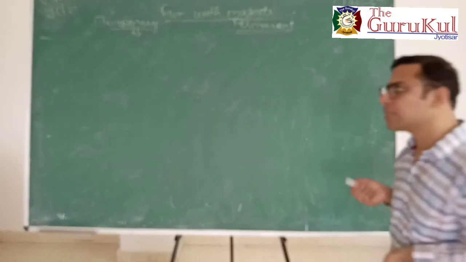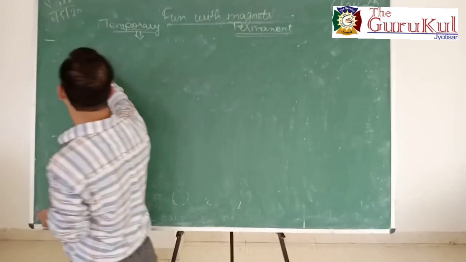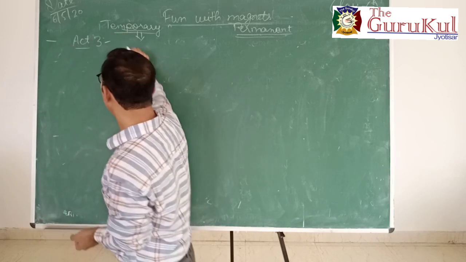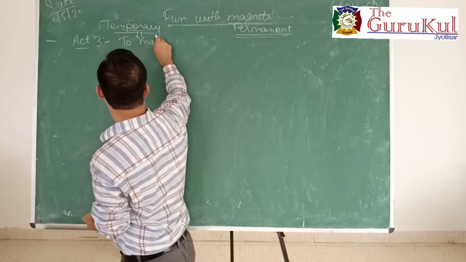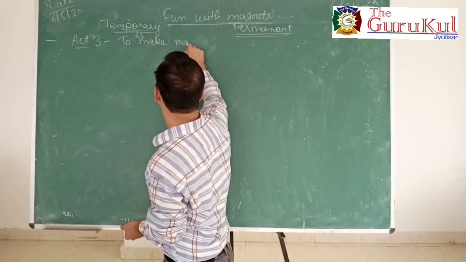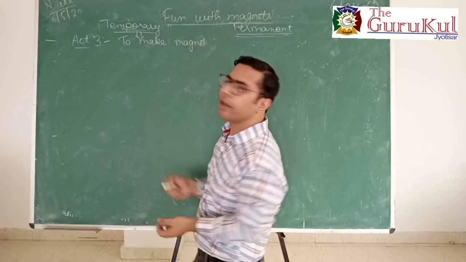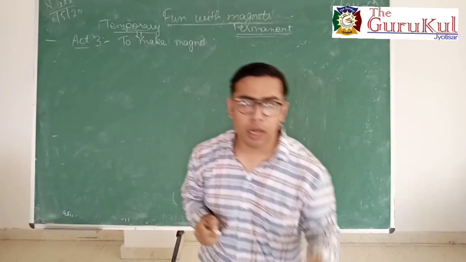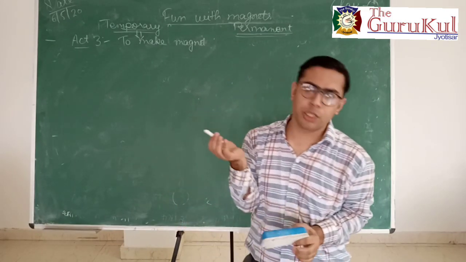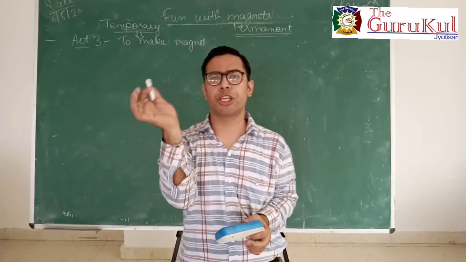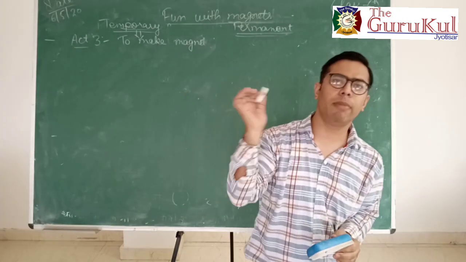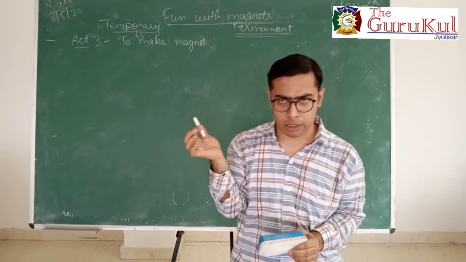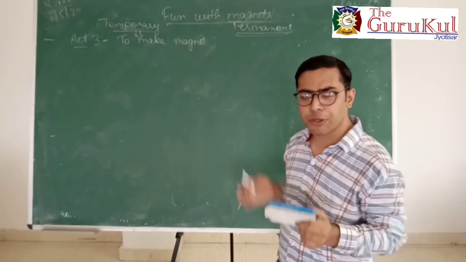So let's discuss one more activity. Now what is that activity? Activity 3. Now to make a magnet. How you can make a temporary magnet. For that you require a bar magnet. And what else do you require? Any other material which is magnetic in nature. That means the other material should be either iron, nickel or cobalt. Understand? Now what procedure do you have to follow?